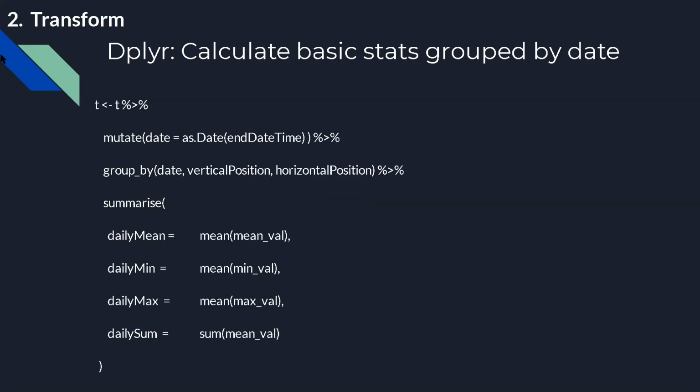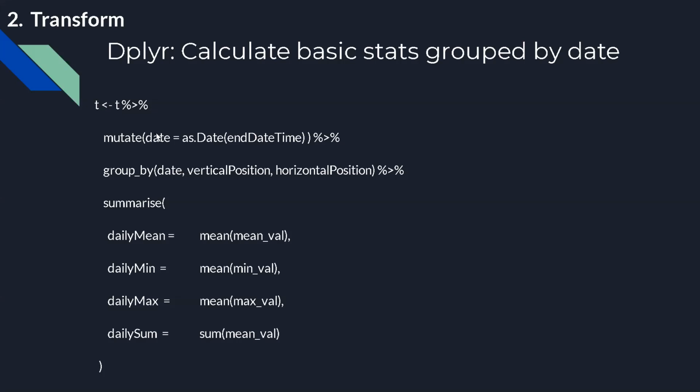The next step is to transform that data. So I use a pretty common package in R called dplyr. I'm going to use this to calculate some basic stats. So we're just taking t, the variable I used to call the API and load the data. We're just going to transform t.